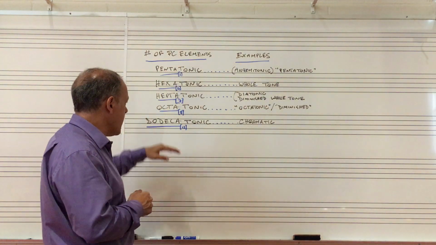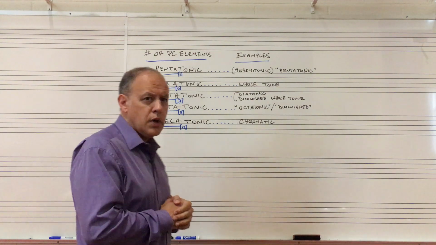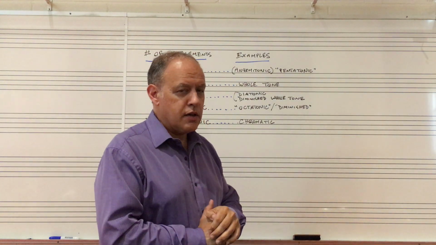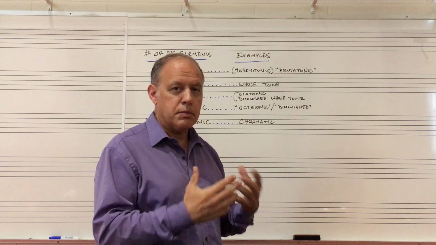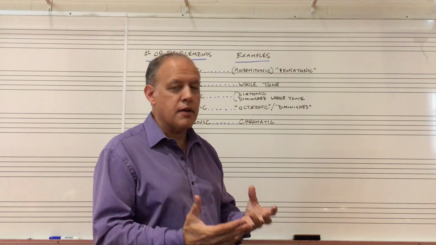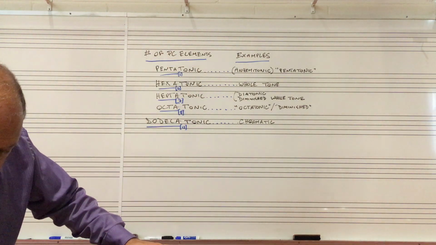At the far end, we have the dodecatonic, dodeca meaning 12. So dodecatonic is another way of saying 12 tone. And that is something that represents a sort of complete saturation of the available pitch class elements, all 12 that we have available to us.